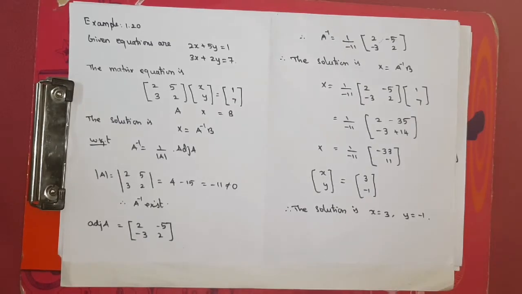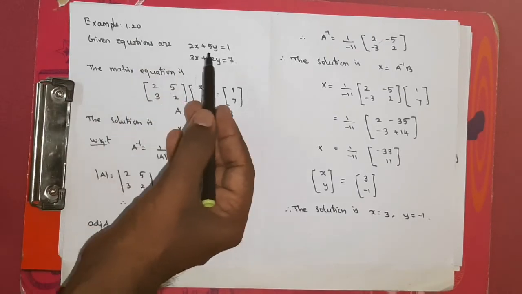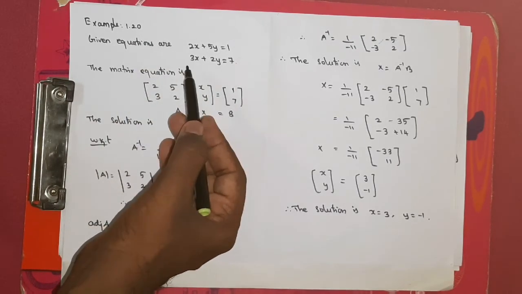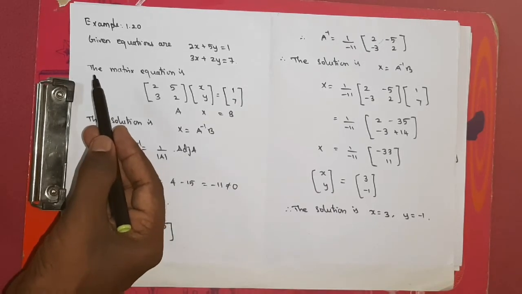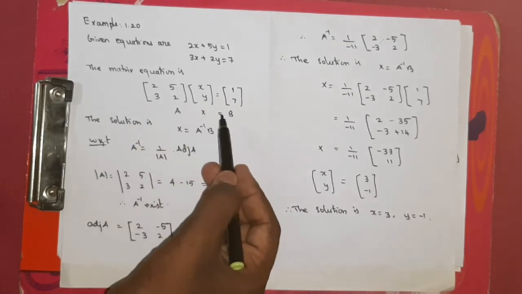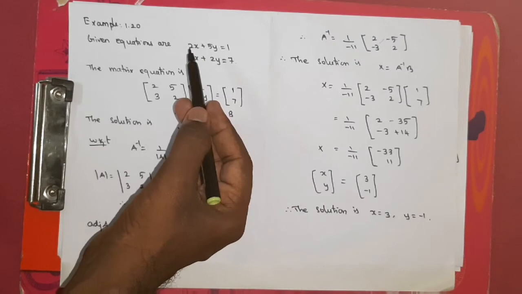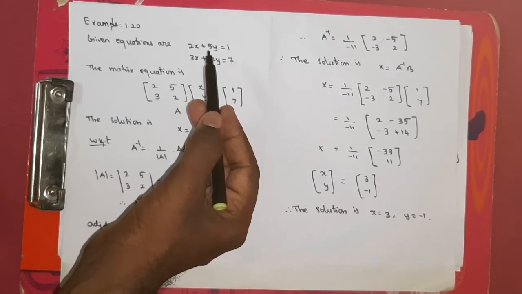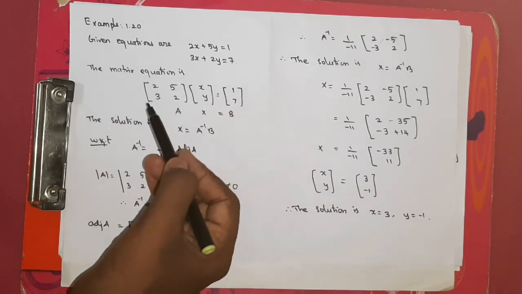Now we are going to see an example sum. So example number 1.20. The given equations are 2x plus 5y equal to 1 and 3x plus 2y equal to 7. What is the first step? We have to write the matrix equation. So the matrix equation is, first, AX equal to B. What is the A matrix? The coefficients of x and y. Here the coefficient of x is 2 and the coefficient of y is 5. So 2, 5. And from the second equation we get 3, 2.